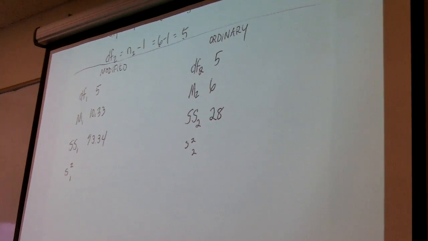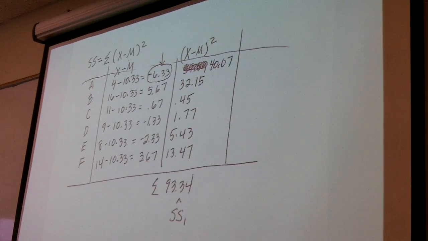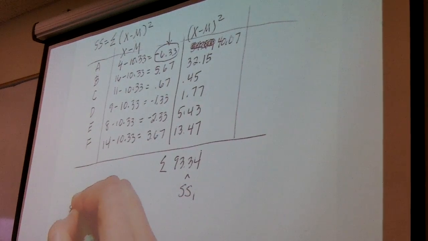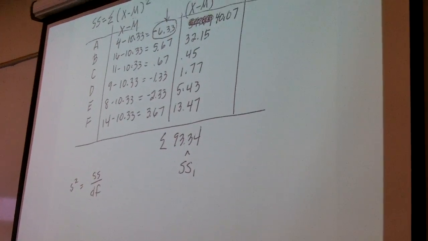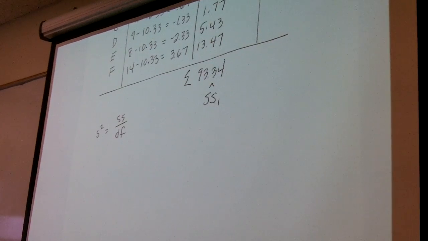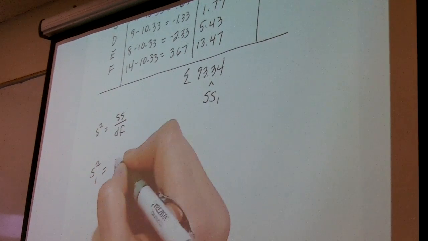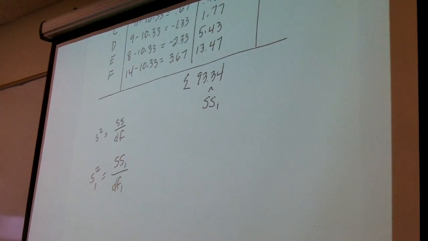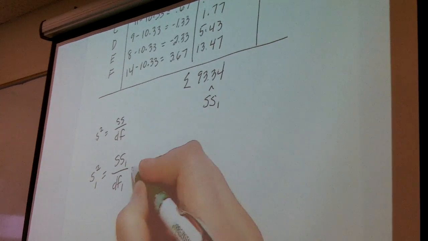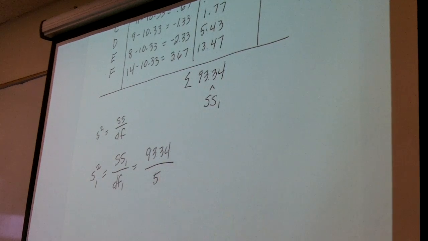Now we want to do the sample variance for each one. Do you guys remember how to do sample variance? You're gonna live and breathe this particular formula all semester. So just want to remember, sample variance is sum of squares over degrees of freedom. So if you're talking about the sample variance for sample 1, that's going to be the sum of squares for that first sample over the degrees of freedom for that first sample. So that means 93.34 over 5.